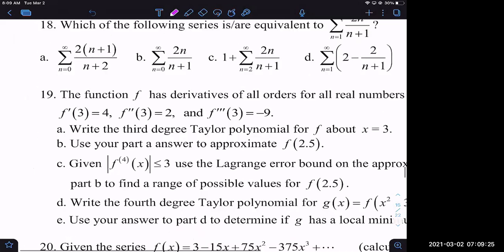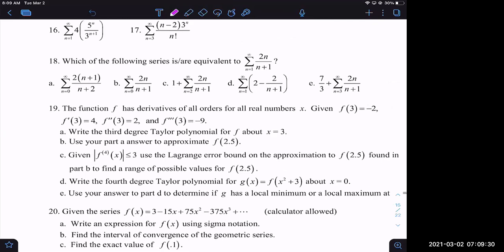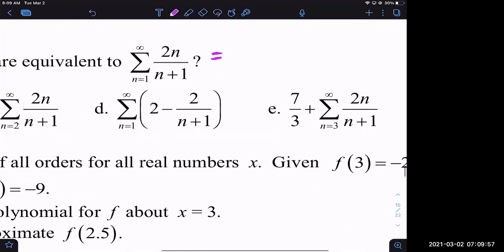Okay, 18. Which of the following series is or are equivalent to this? I don't remember looking at this one. Hold on. Okay. Oh, because it has a different starting point. I think if we write them out, I can think of different ways, but I'm just going to write out a couple of terms.